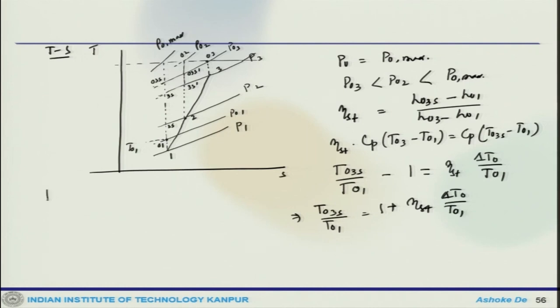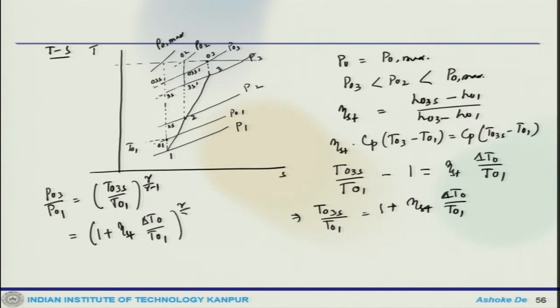Now, we can write P naught 3 by P naught 1, which would be (T naught 3S by T naught 1) to the power gamma over gamma minus 1, and if we replace this, then this would be (1 plus eta S t delta T naught by T naught 1) to the power gamma by gamma minus 1. So, this would be 1 plus eta S t u delta V theta by C p T naught 1, all to the power gamma by gamma minus 1. So, this is what you get.